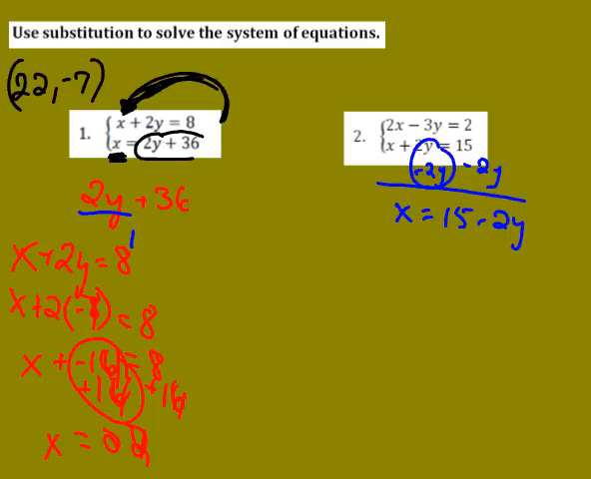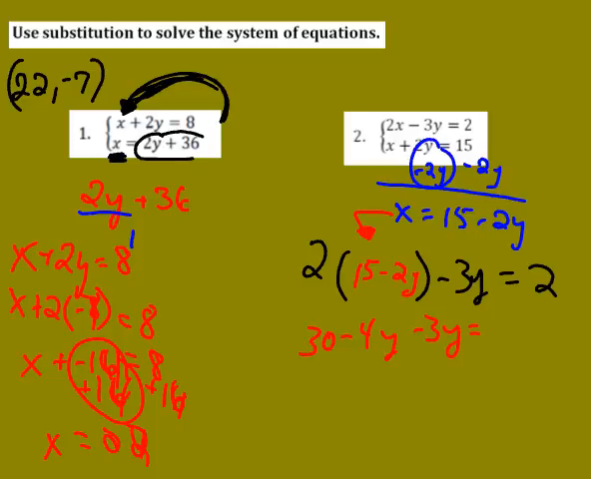So I'm going to do that. I'm going to do 2 times the quantity minus 3y equal to 2. So I did that just to recognize this is substituting in for the x. So I'm going to just write 15 minus 2y. Now I have this. 30 minus 4y minus 3y equals 2.